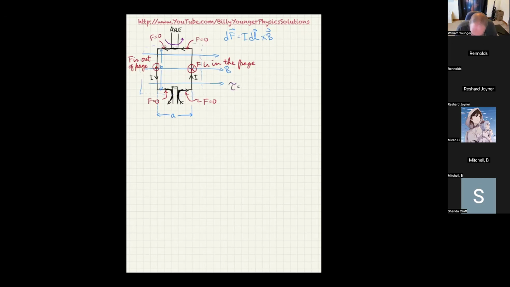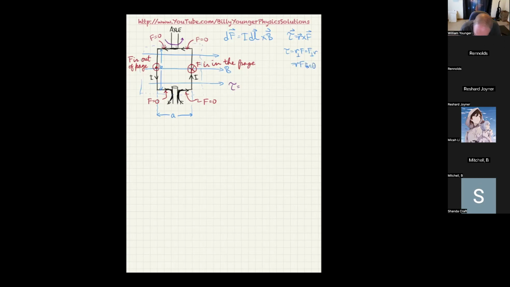Remember, torque we normally use torque is equal to r cross F, which you can also say the magnitude of the torque is r perpendicular times F, or you can say it's F perpendicular times r, or you can say it's F times r times sine of theta.